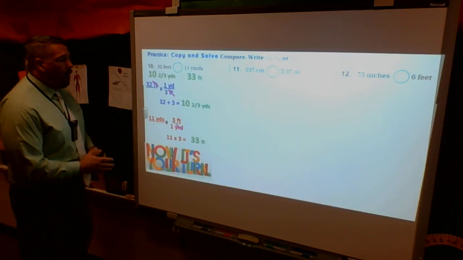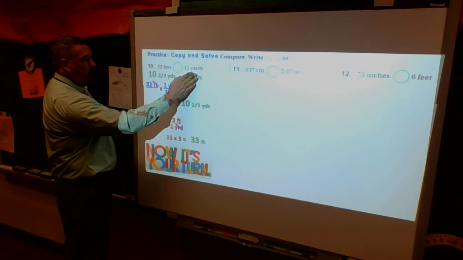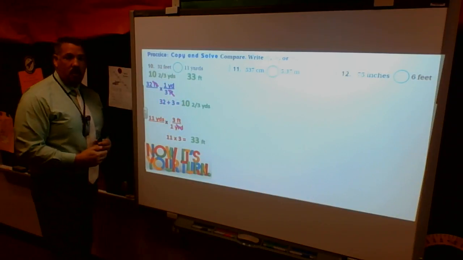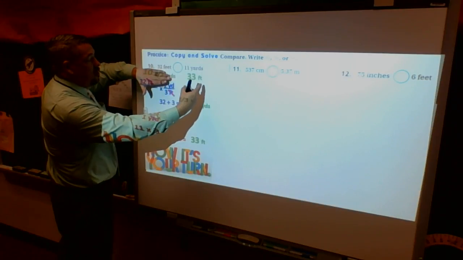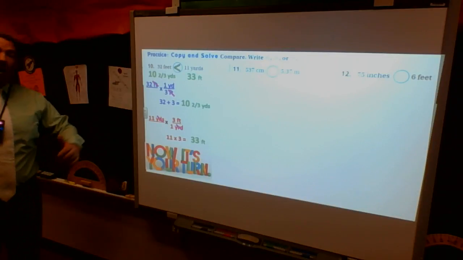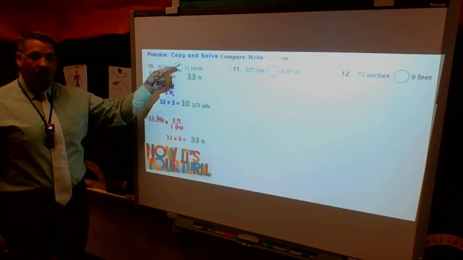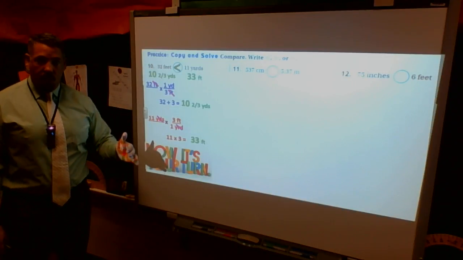So either one, I can either look at it as this is 11 yards and this is 10 2/3 yards. My arrow points to the smallest number. Or I can look at it as this is 32 feet and this is 33 feet. My arrow still points to the smallest number. Either way, my arrow should point to the left. The tip of the arrow points to the smallest number every time.